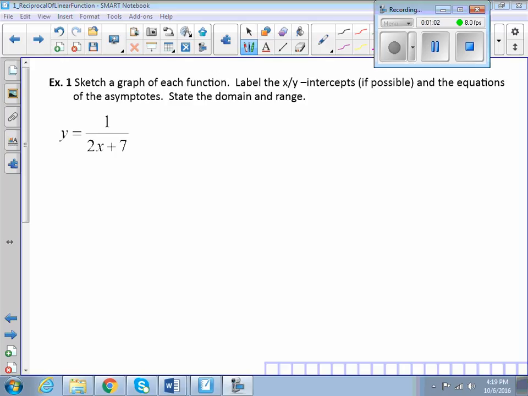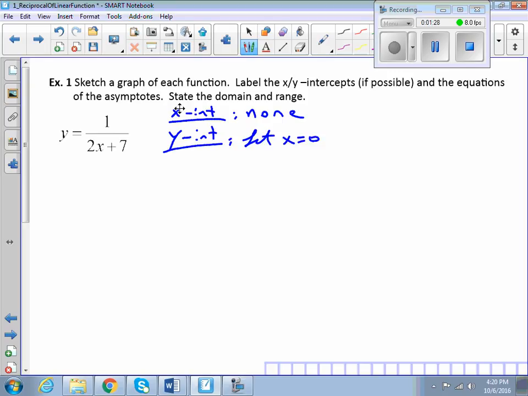To find the x-intercept, we know that y is equal to 0. And we said that when y equals 0, that means your numerator needs to be equal to 0. Well, here, because in the numerator you just have 1 and there is no x there, that numerator can never be 0. So x-intercept, there are none. For the y-intercept, let x equal 0, as always. So whenever I let x equal 0, y is equal to 1 over 7. So that is my y-intercept.